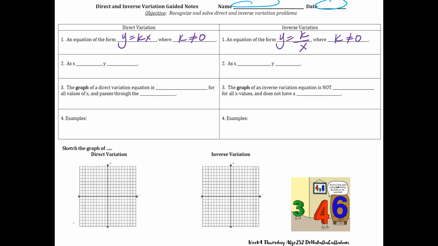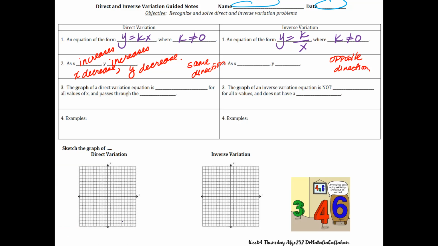So basically with the direct variation, as x increases, y also increases. So if x decreases, then y decreases. If one goes up, the other one goes up. If the other one goes down, the second one goes down. What's different about the inverse one is that it's going to be opposite. So this one here is same direction. This one is opposite direction.